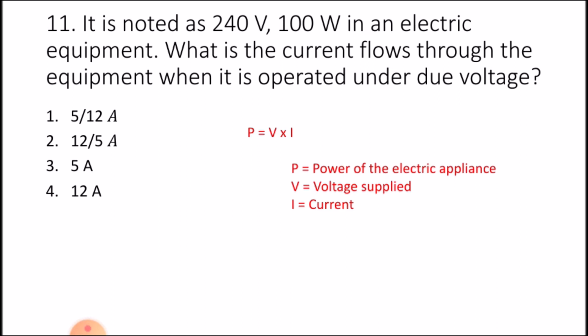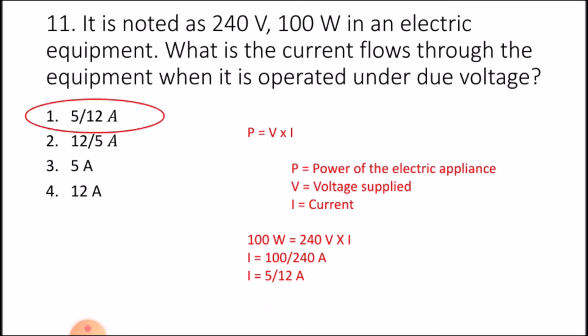So from this relationship we can calculate the current required for the operation. So here power equals voltage into the current supply. So here we know the power and voltage supplied. So from that we can calculate the answer, and current equals 5 upon 12 amperes, and the answer is the first one.